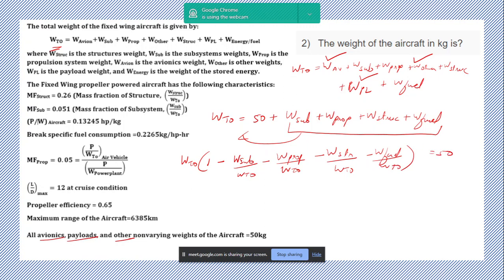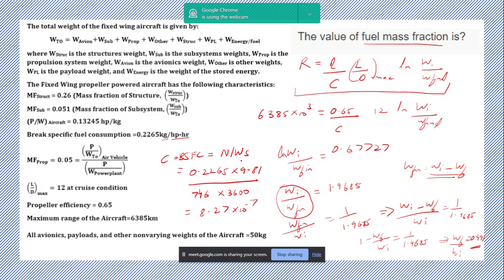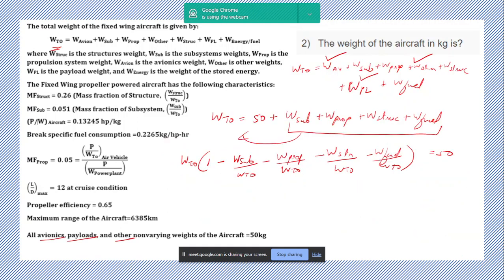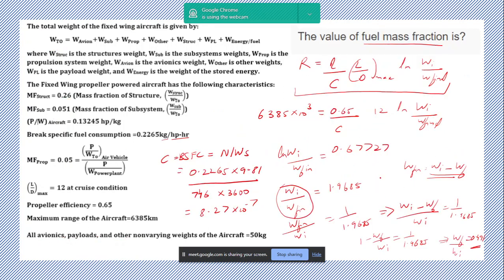Now this W_TO and the W initial of the previous case are the same. That's the takeoff weight, the initial weight, all the weight of the aircraft when it's about to take off. So we need to find out this W takeoff. What are the values? Subsystem mass fraction is 0.051. Propulsion system mass fraction is given here, 0.05. Structure's mass fraction is 0.26. And the mass fraction of the fuel we just calculated is 0.491.